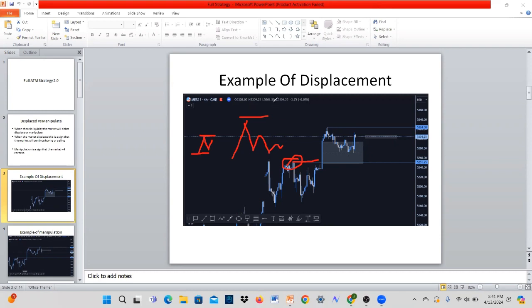So with displacement, we want to see a strong candlestick buying above. If you get a strong candlestick buying above and it closes above strongly, this shows that there's a lot of buying momentum and that the market wants to continue pushing up, and vice versa. So let me erase this.